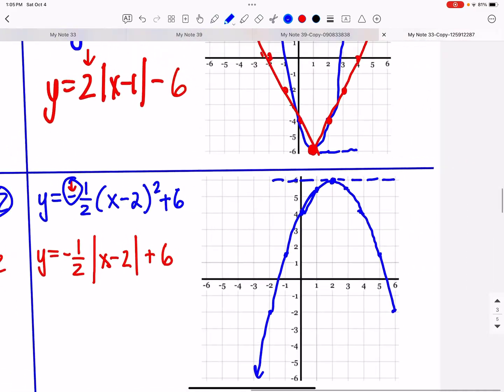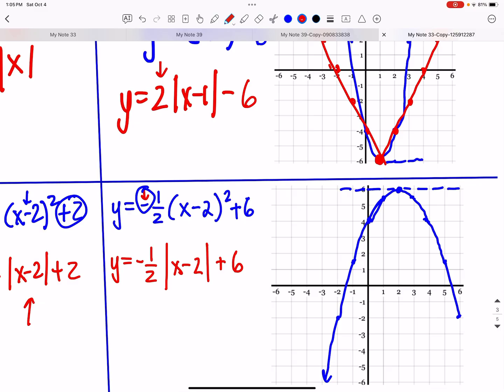Okay, absolute value is going to do the same thing. Start here, we're going to go upside down, and also we're going to grow half as fast. So instead of going down 1, we're going down 1/2. Down 1 over 2, down 1 over 2, down 1 over 2.